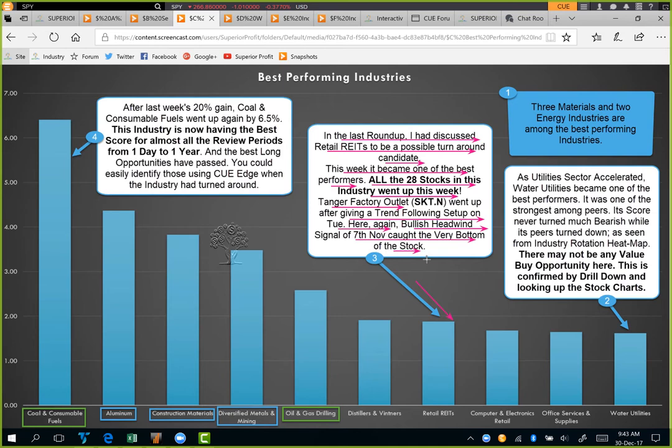Let's look at the retail REITs industry and drill down to its components to see that indeed all the 28 stocks went up this week, and we could somewhat predict that move 1 week earlier, much before other traders.